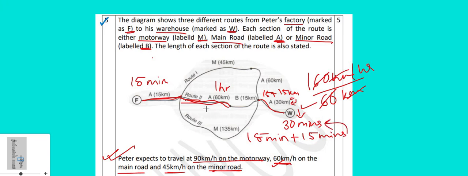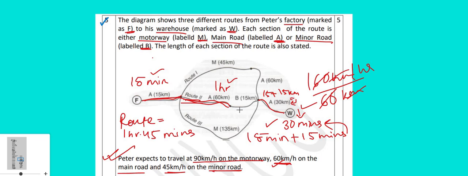So now if we add all the A routes, that is 15 minutes, 1 hour and 30 minutes. So 1 hour 15 minutes plus 30 makes it 1 hour 45 minutes. So route A here becomes 1 hour 45 minutes, because if you add 30 and 15 here, it makes 45.